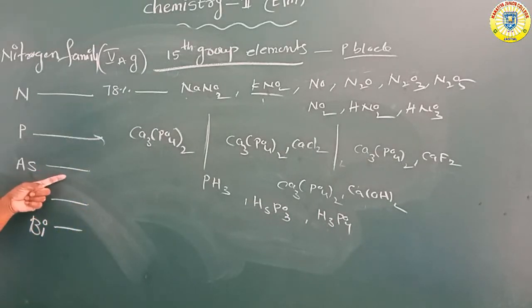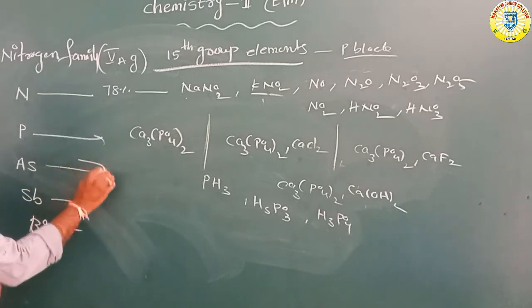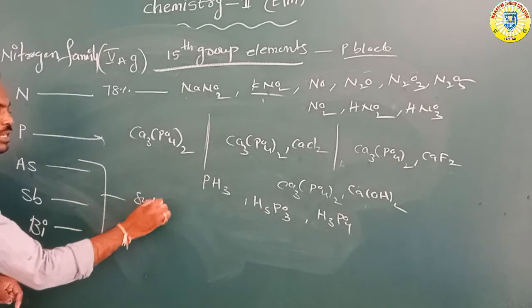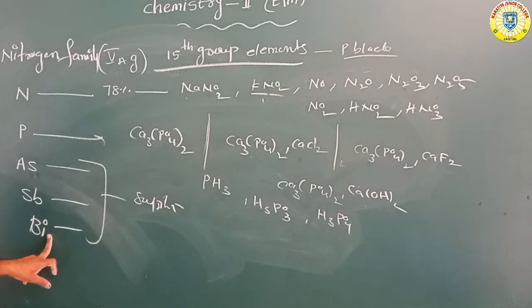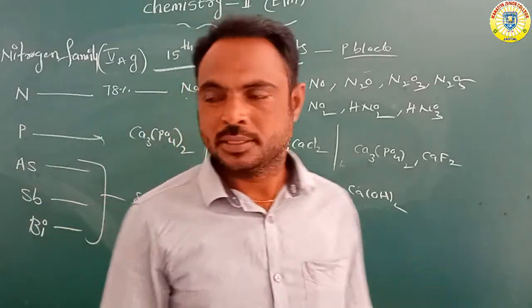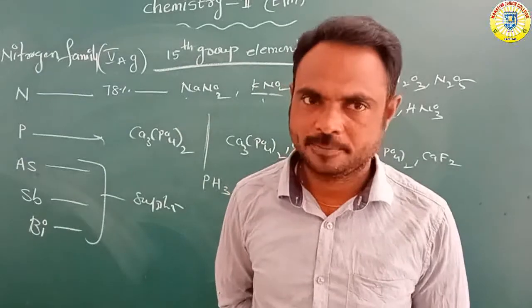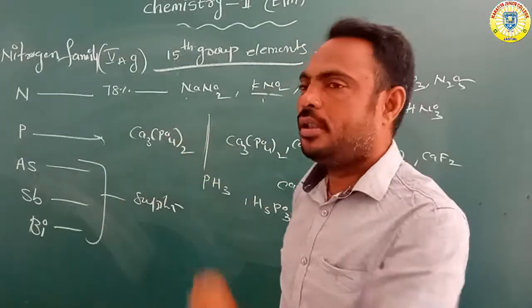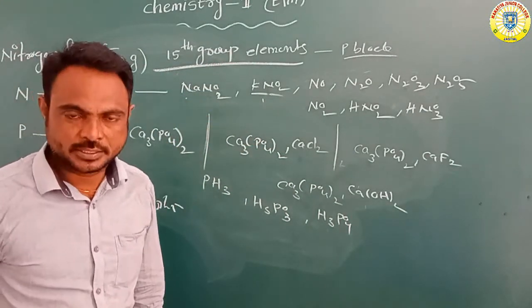Next, arsenic, antimony, bismuth. These three elements are mainly available from their sulfides, for example arsenic sulfide, antimony sulfide, or bismuth sulfide. So that is the availability of the different elements.